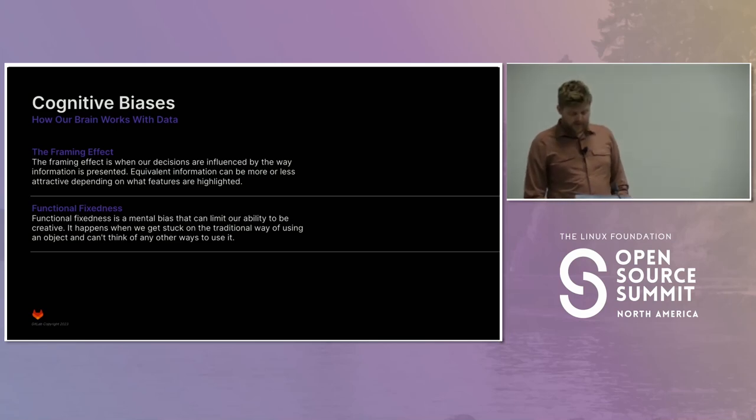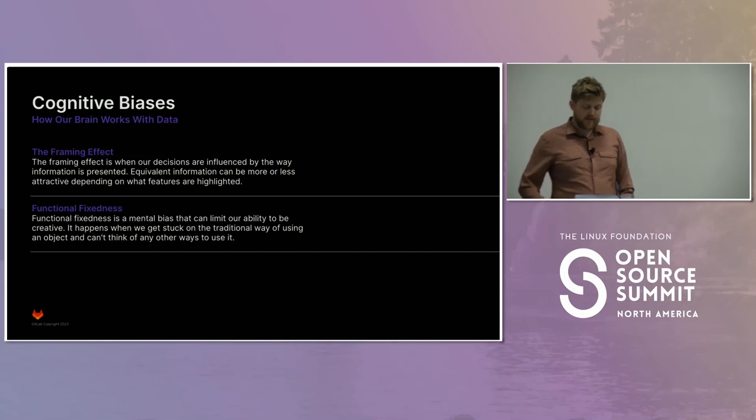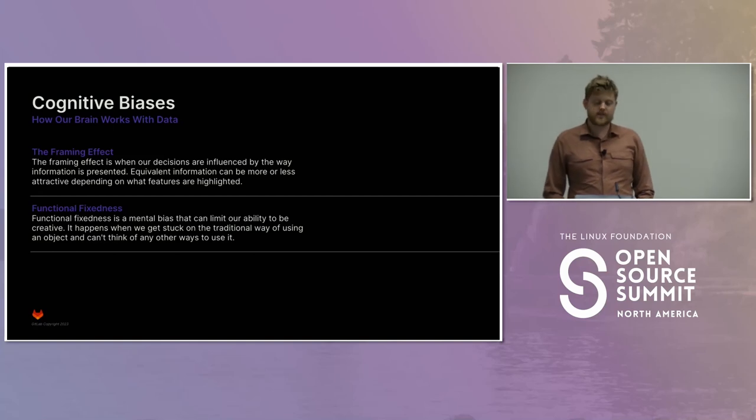Secondly, is functional fixedness. Functional fixedness is a mental bias that can limit our ability to be creative. It happens when we get stuck in a traditional way of using an object or an idea and can't think of new ways to use it. This bias affects our problem solving and prevents us from thinking of new creative solutions. For example, I know there have been many times that you have searched aimlessly for a flathead screwdriver but can't find one. Yet my brain might overlook the fact that I have change in my pocket that could simply unscrew this flathead screw in a matter of seconds. This bias can be overcome by intentionally trying to think of new and unconventional ways to use objects or ideas.